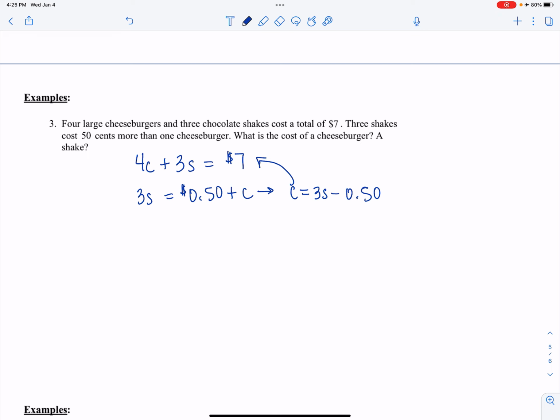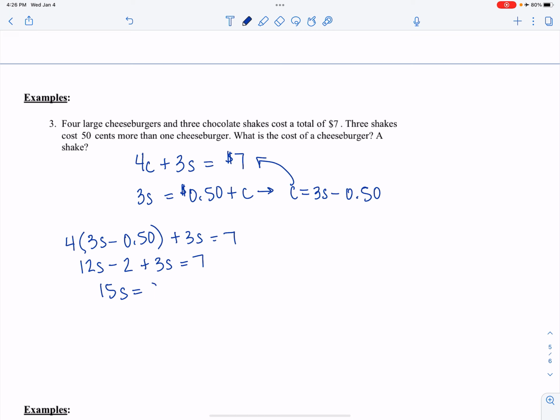So we've got 4 times our C, which is 3S minus 50 cents, plus 3S equals $7. So we have 12S minus 2 plus 3S equals 7. We have 15S equals 9. S equals 9 over 15, which in money is 60 cents.